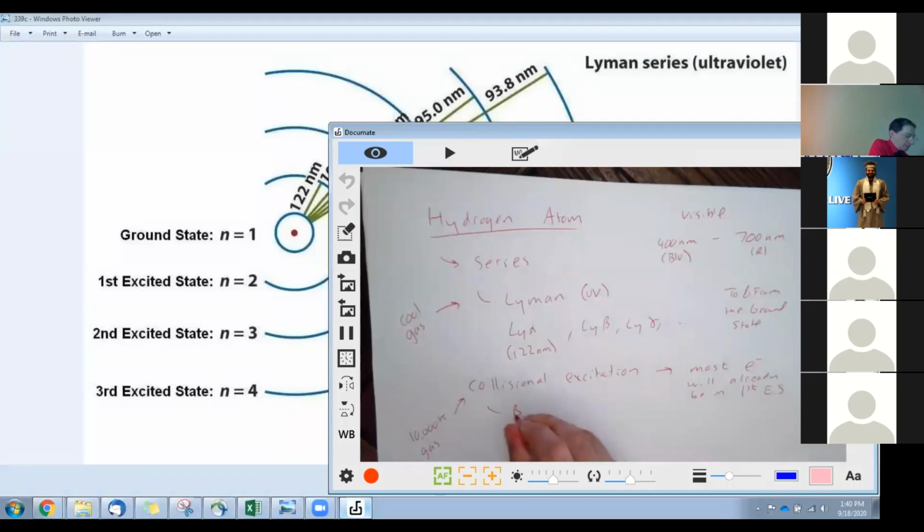So this is the Balmer series. It's primarily in the visible part of the spectrum. And these are to and from the first excited state.